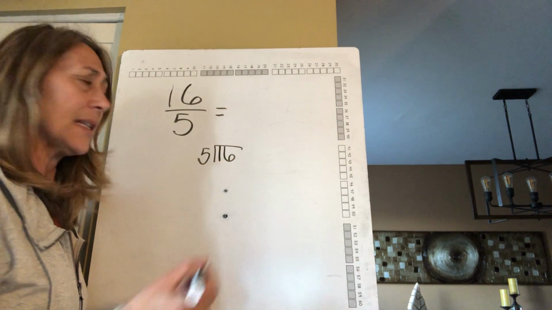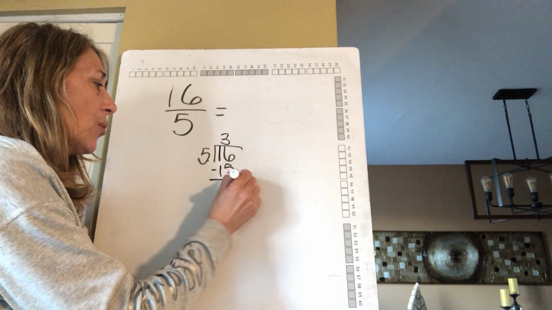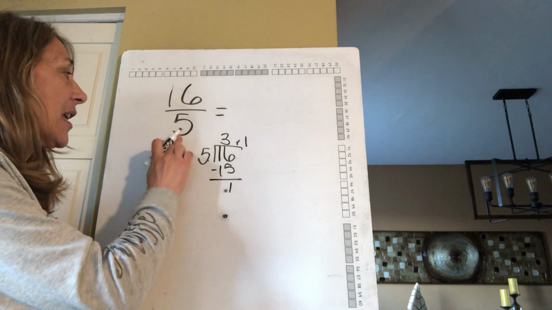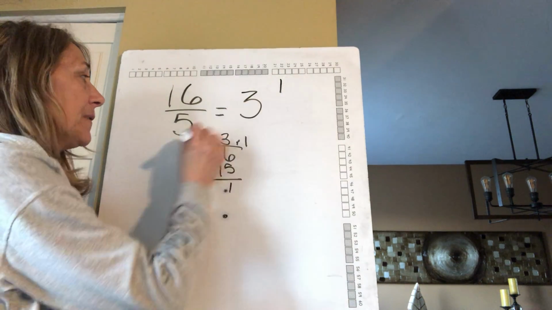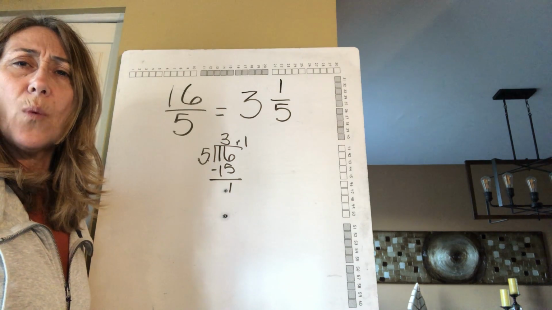How many 5's in 16? 3. 3 times 5 are 15. Subtract, remainder 1. That means I can make 3 wholes, and I have 1 piece left, and it's a fifth. 3 1/5.